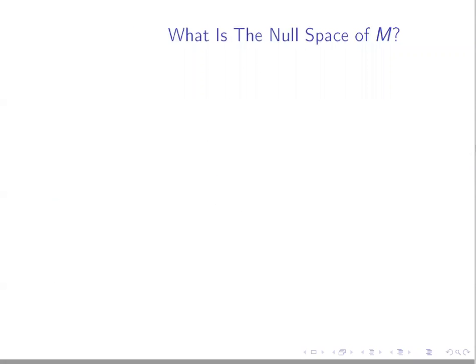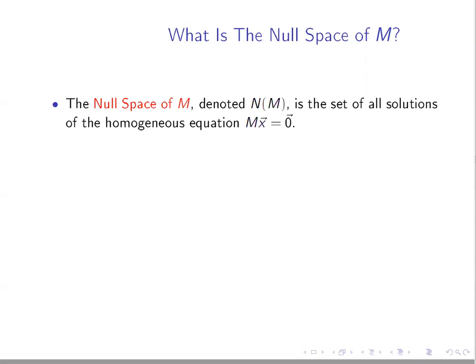Let's start with the null space. The null space, which we denote as N of M, is simply the solution set of the homogeneous system Mx = 0. So it's all the vectors x such that this is true. Notice this is always non-empty, by the way, because it will always have at least the 0 vector in it. So a couple things about it.